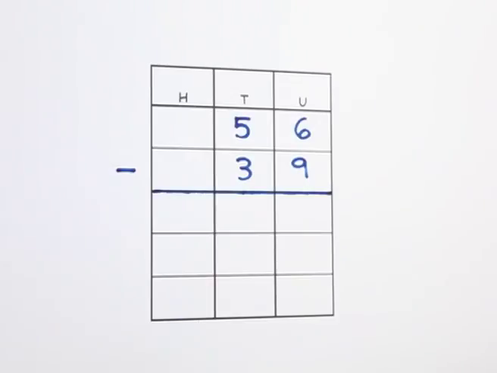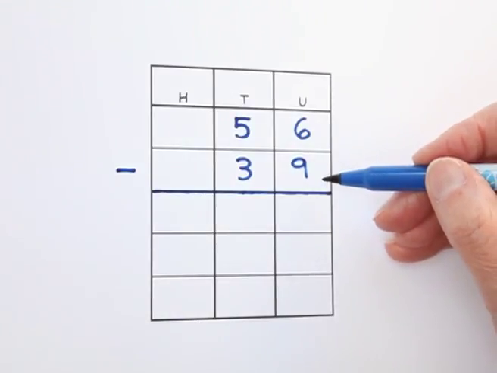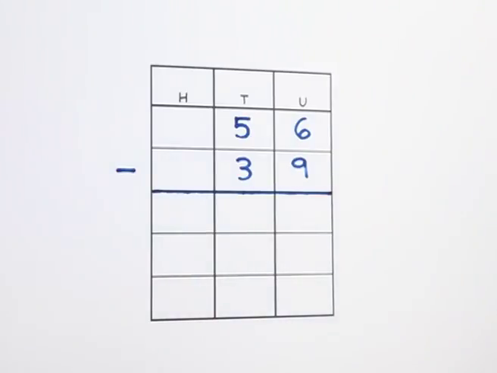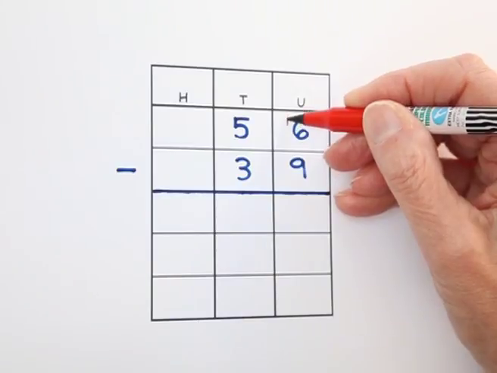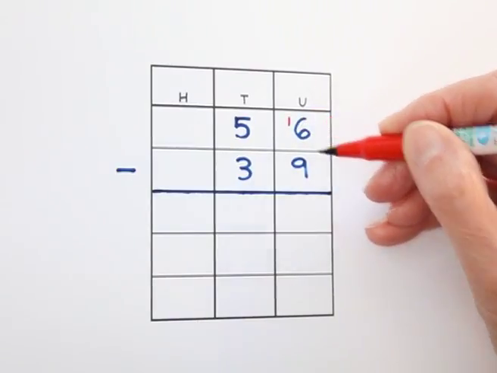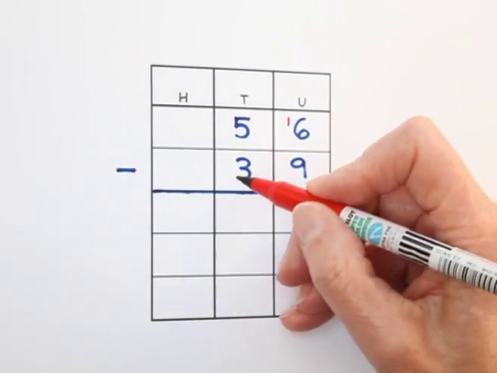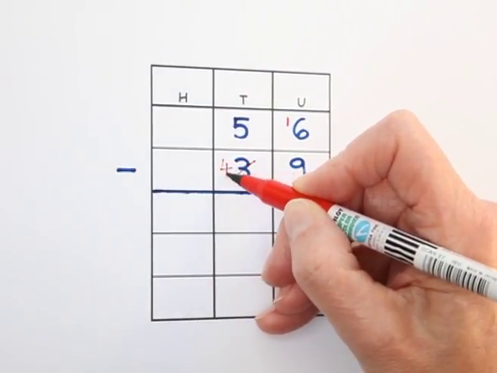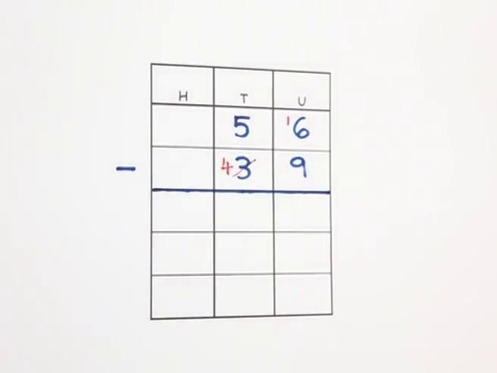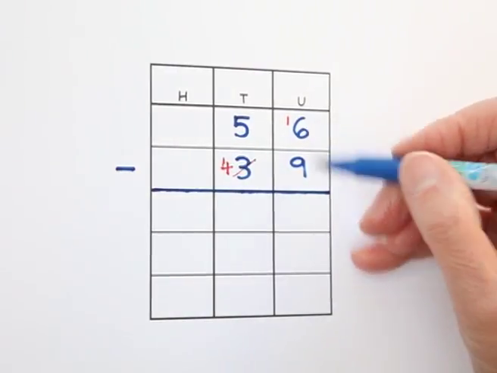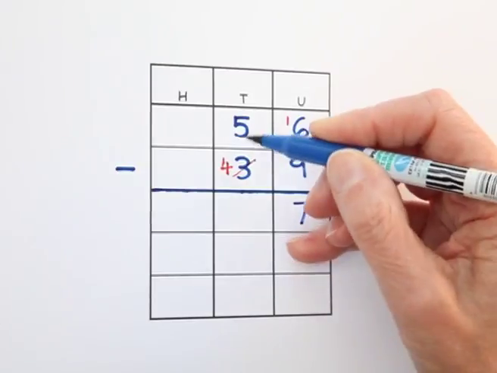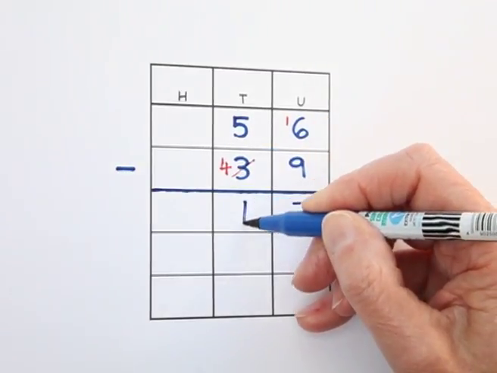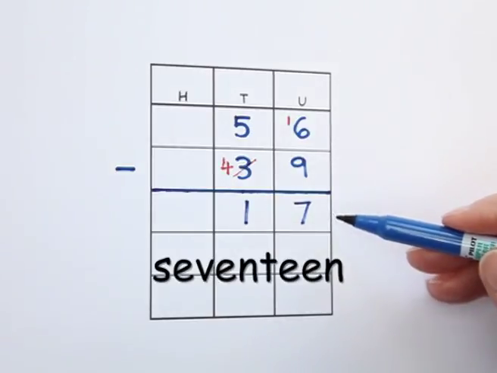To take the second example, 56 take away 39. We're adding 10 to the top line and 10 to the bottom line. So adding 10 to 56, put an extra 1 there. To add 10 to 39, cross out the 3 and turn that into a 4. Now you can say 16 take away 9 is 7, and 5 take away 4 is 1. So as before, the answer is 17.